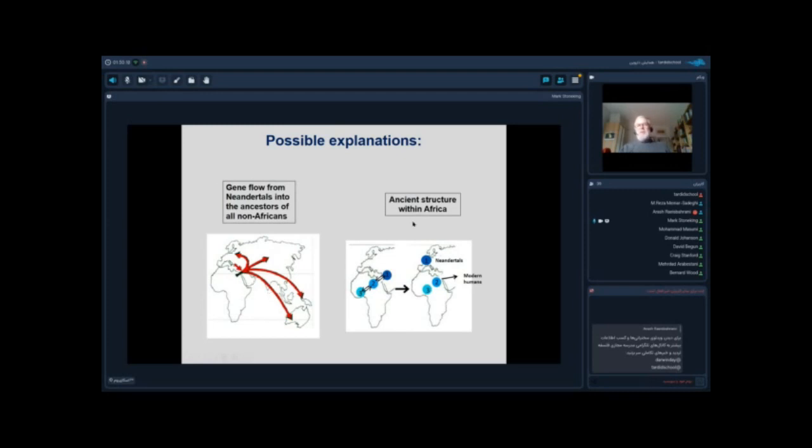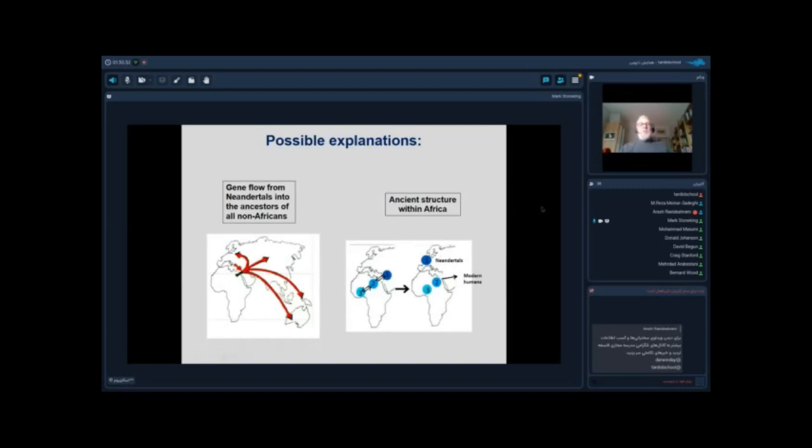But the other possible explanation is that there was ancient structure within Africa. Now, this is a little hard to explain, but the basic idea is that Neanderthals also came out of Africa several hundred thousand years before modern human ancestors did. So if the African population that gave rise to the ancestors of Neanderthals also later gave rise to the ancestors of modern humans, then we would expect modern humans outside of Africa and Neanderthals to also share some excess alleles, not because of interbreeding, but just because of the shared, common ancestry.